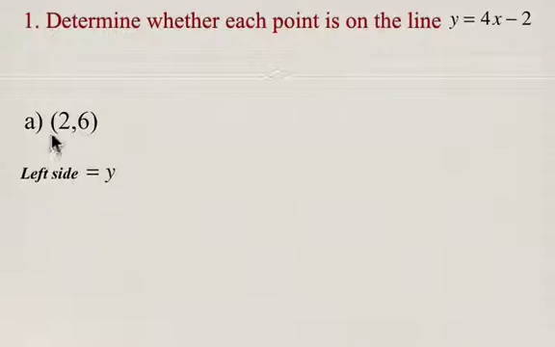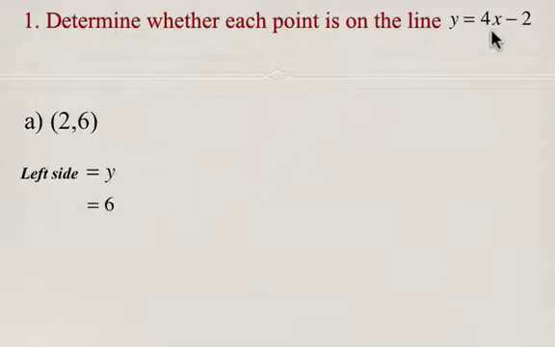Now from the ordered pair, recall that the first term is the x coordinate and the second is the y coordinate in the ordered pair. So that means that our y is equal to 6. So we're going to sub that in for y. So the 6 comes from the ordered pair.